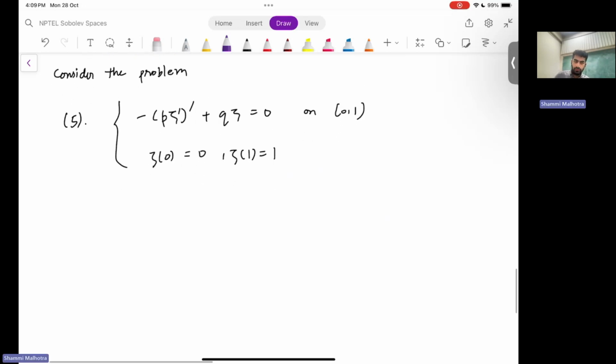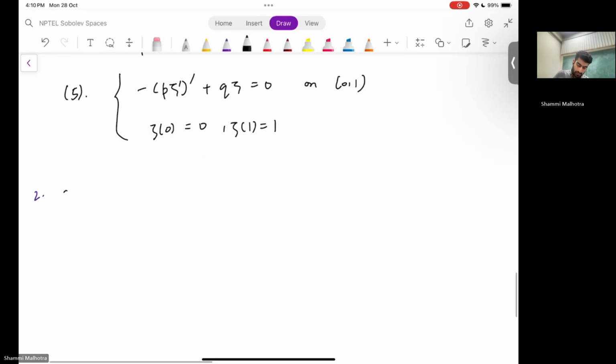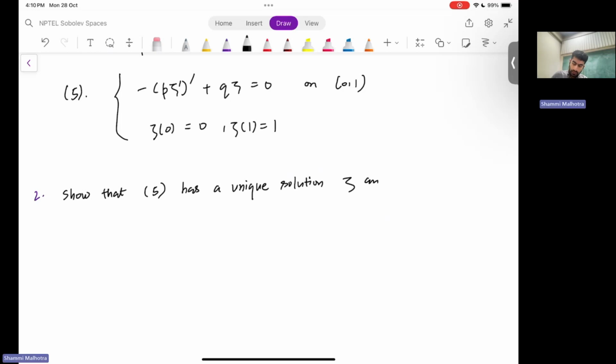So when I consider this problem, we have the second part, which is: show that 5 has a unique solution zeta, and that zeta is non-negative on the open interval (0, 1).